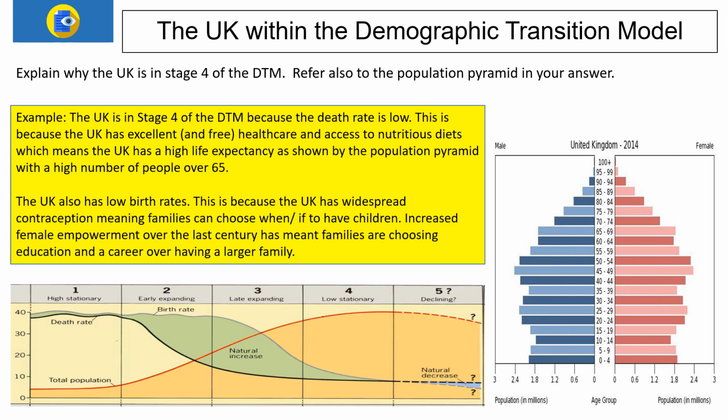The UK also has low birth rates. This is because the UK has widespread contraception, meaning families can choose when or if to have children. Increased female empowerment over the last century has meant families are choosing education and a career over having a larger family. Pause the presentation for a few minutes and check that you have all of the information that I've included in this answer.